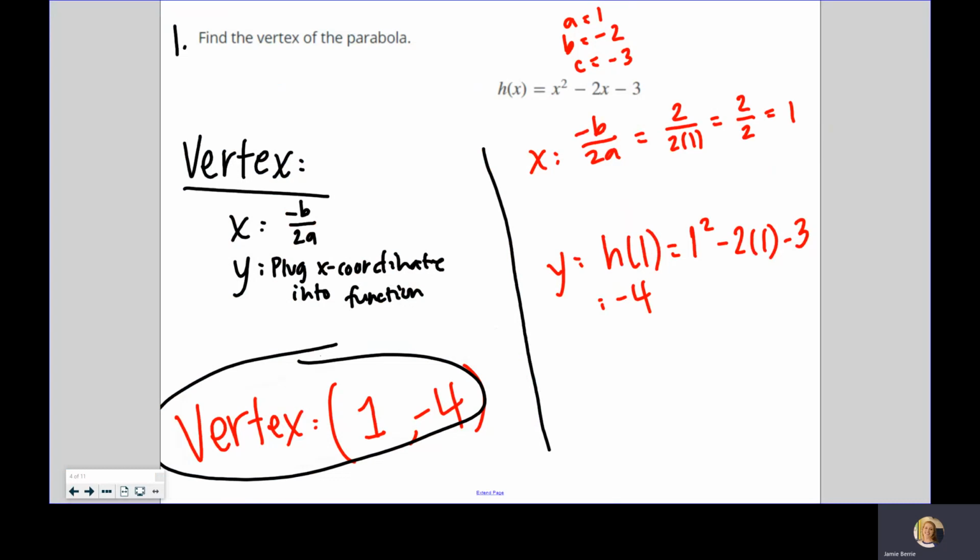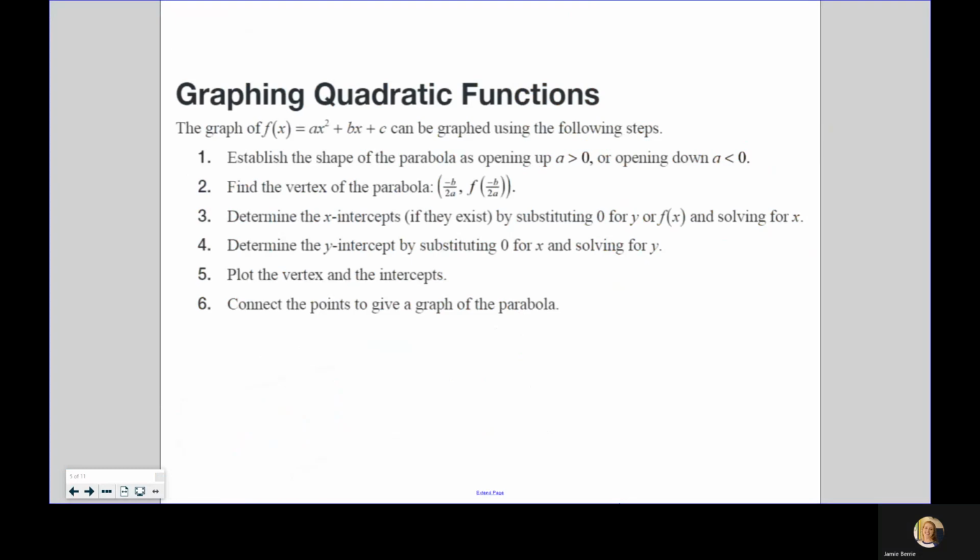All right, so that's the vertex. I wanted to tell you how to find the vertex first, because that's part of graphing a parabola. So let's look at all of the steps that you need to complete to graph a parabola.